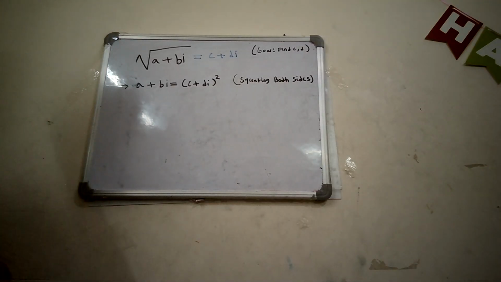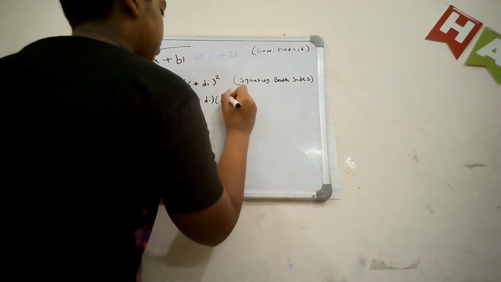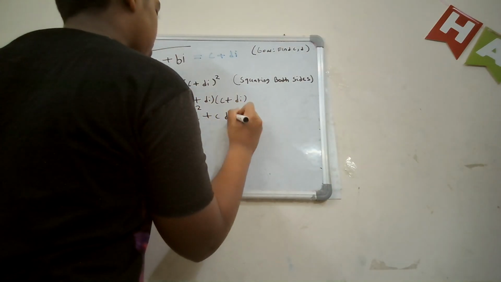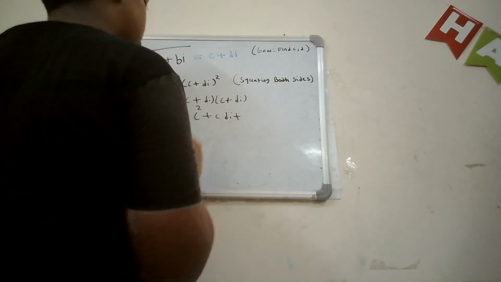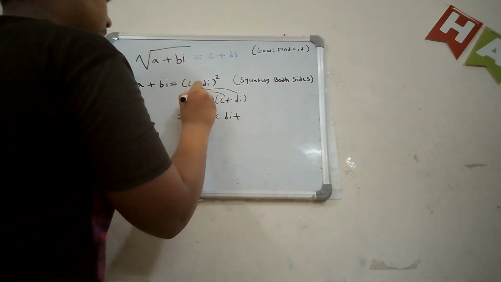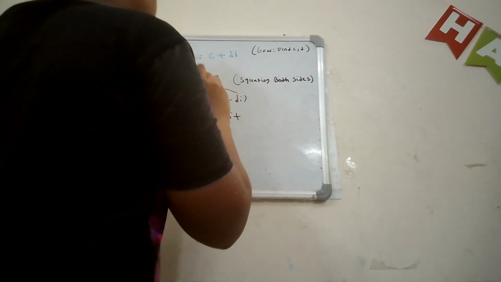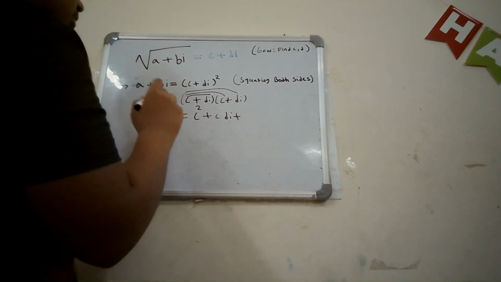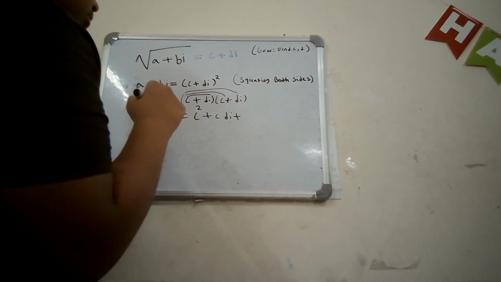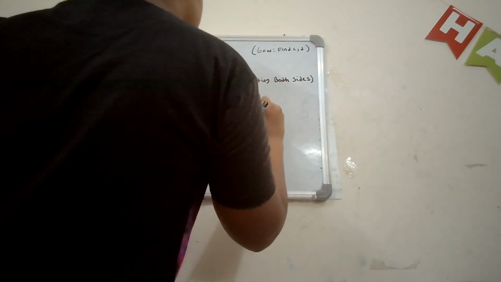Okay? So now that we've done this, we have to expand this. So c plus di whole squared, we can work this out. c plus di into c plus di. This will just be c squared plus c di plus, look, c here, then another c here. Okay, so c squared plus c di plus c di again.